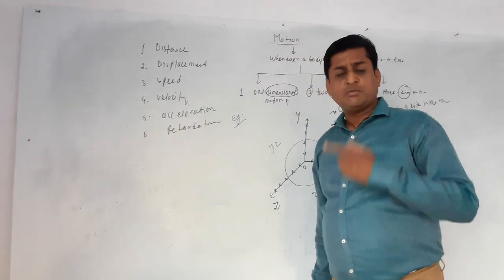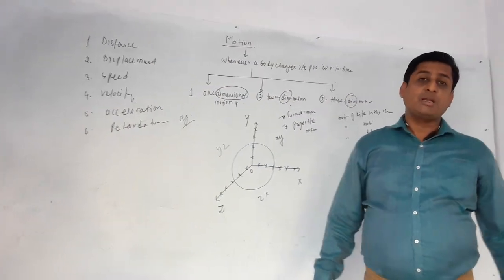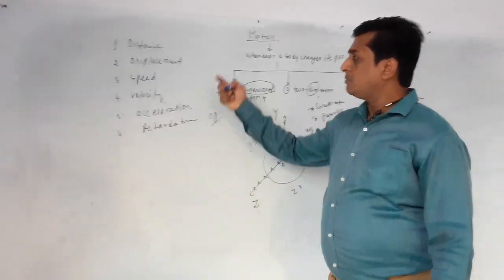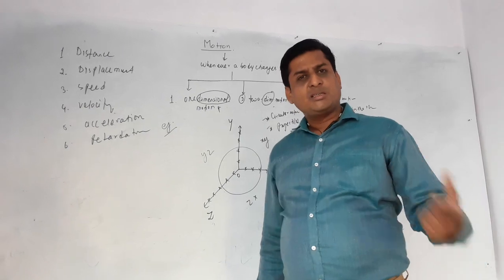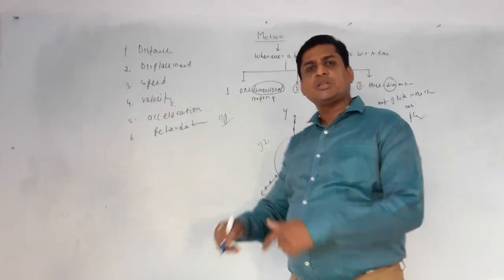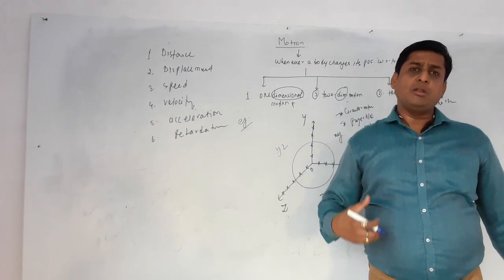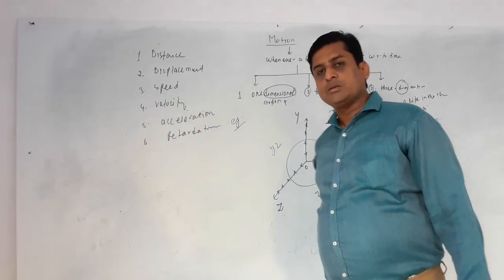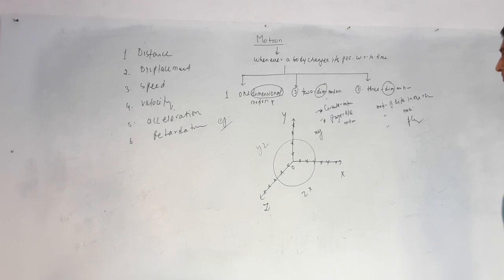These are some parameters which are always associated with the motion. Parameters means what? Whenever a body is in motion, it covers some distance, it must have some speed, must have some acceleration. So the physical quantities which are associated with the body during motion are called parameters. If we discuss all these one by one, then look at distance.